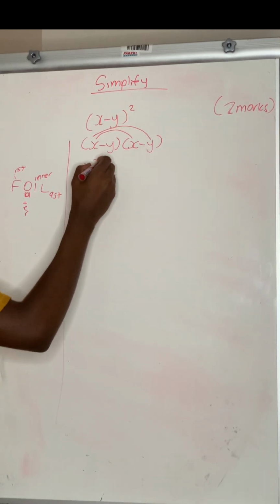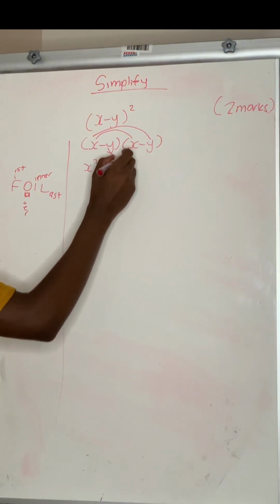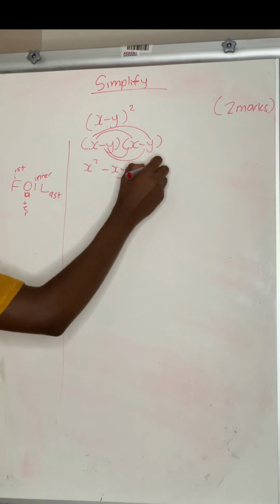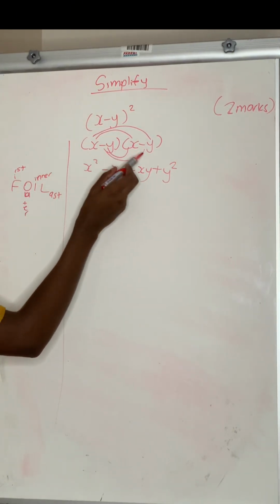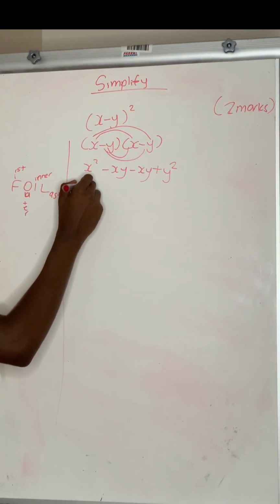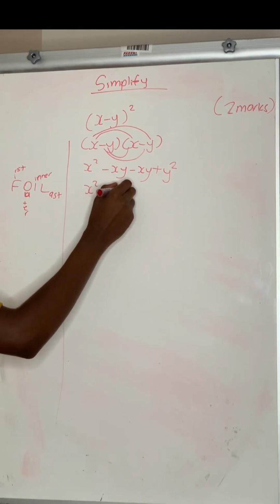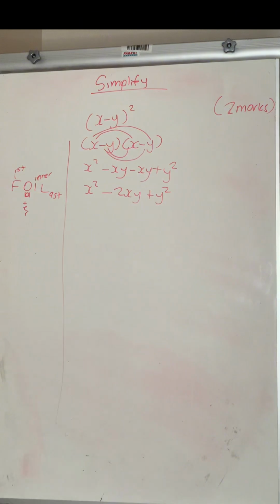So the first terms in this case is x times x, which is x squared. The outer terms, it's x times negative y, it's negative xy. The inner terms, it's negative xy again. The last terms, it's positive y squared, because a negative times a negative gives you a positive, and then y times y is y squared. And then x squared, these are like terms, so it's going to be minus 2xy plus y squared.